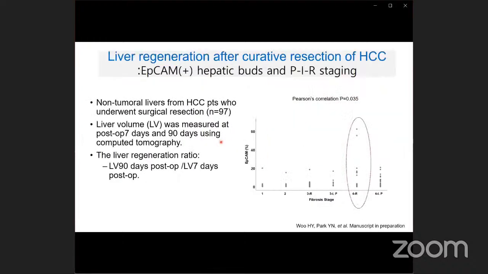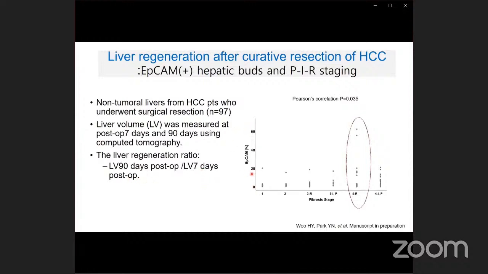And we checked the liver regeneration after curative resection of HCC by evaluating EpCAM-positive hepatic bulge and the PIR fibrosis staging system. Non-tumoral livers from HCC patients who underwent surgical resection were evaluated, and the liver volume was measured at post-operative days 7 and 90 using computed tomography, and the liver regeneration ratio was measured, the ratio of liver volume at 90 days per liver volume at 7 post-operative days.